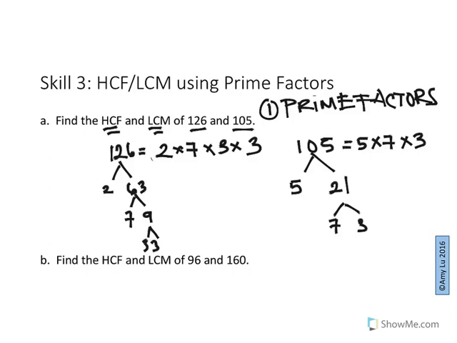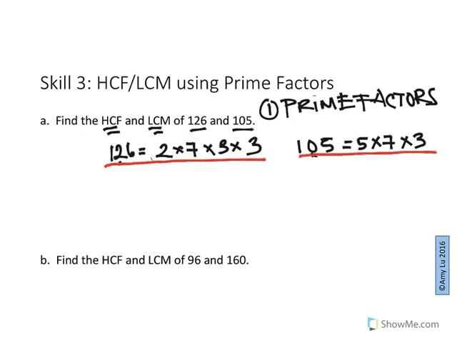So if you broke them apart, you'll know that 126 equals 2 times 7 times 3 times 3, and 105 is equal to 5 times 7 times 3. Now, to find the highest common factor, simply do this. Circle all the factors they have in common. They have a 3 in common, they have a 7 in common, and that is it. So the highest common factor is whatever 7 times 3 is, which happens to be 21.